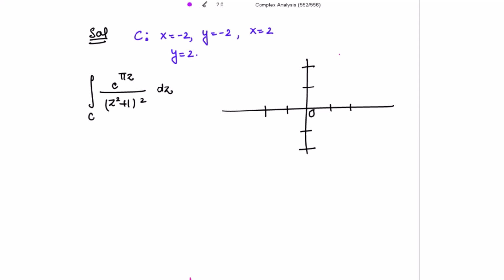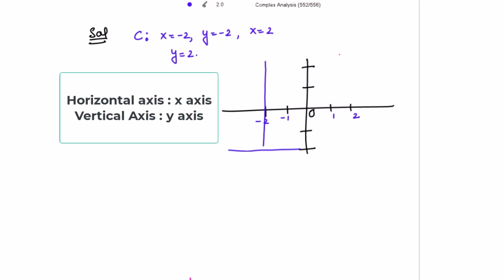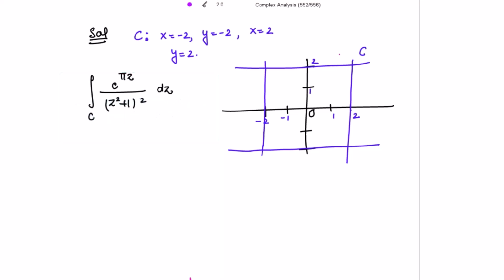The C is a square given to us, and it is x is equal to -2, y equal to -2, x is equal to 2, and y is equal to 2. So this is the square C, and if I put this denominator equal to 0, what points am I getting? I am getting z equal to plus minus iota.